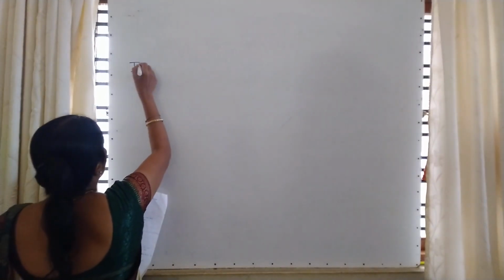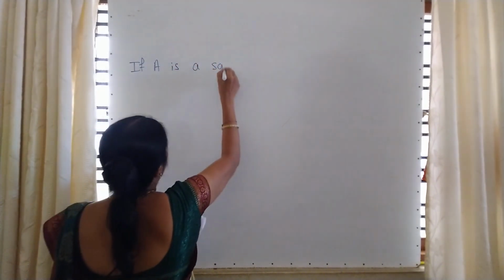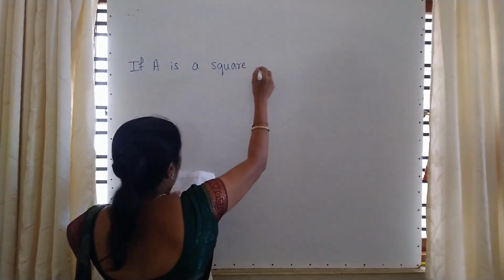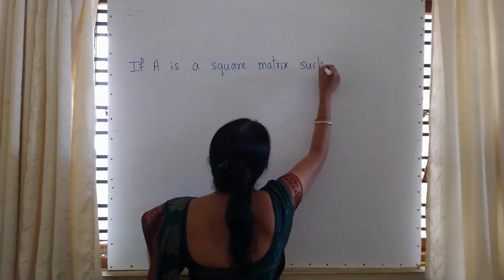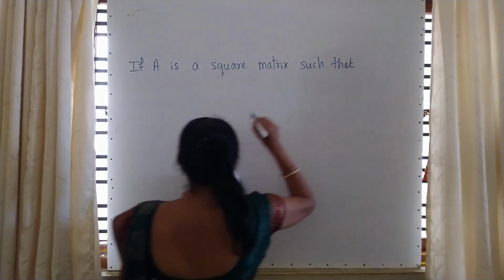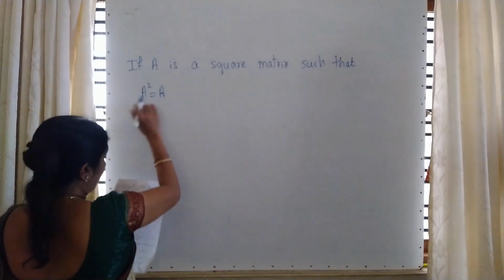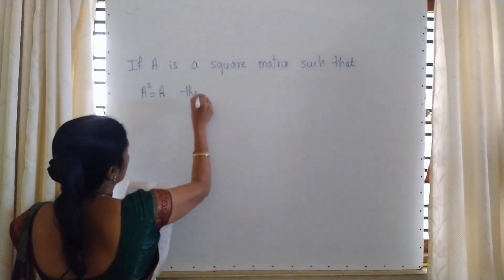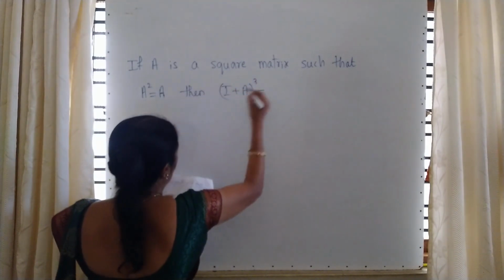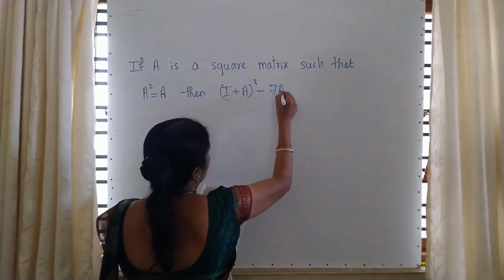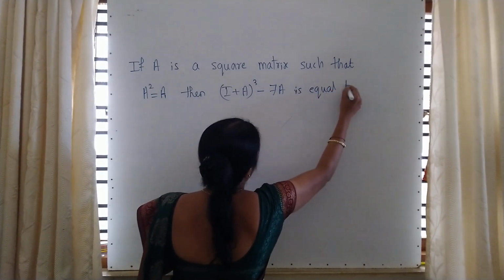If A is a square matrix such that A square is equal to A. Note down, this is a given condition. Then (I plus A) whole cube minus 7A is equal to, this is a multiple choice question.